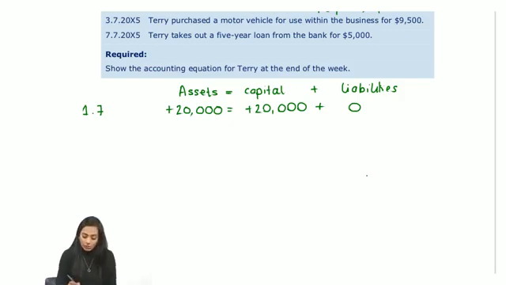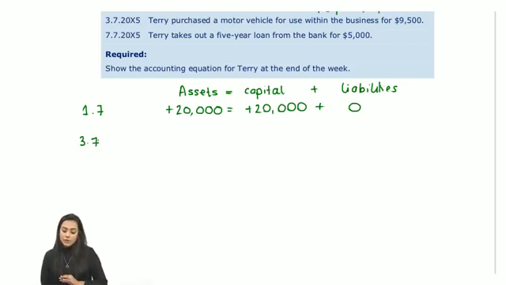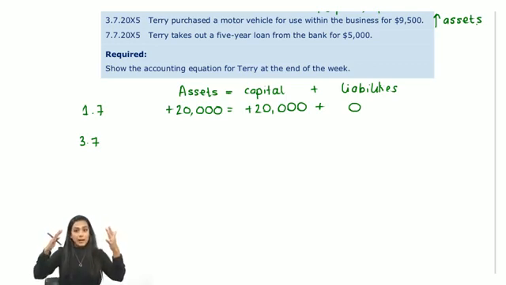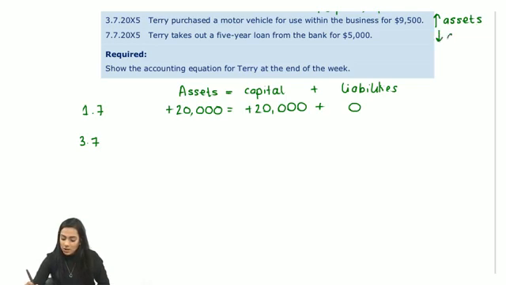Second one, on the 3rd of July, Terry purchased a motor vehicle for use within the business for $9,500. So you now own that motor vehicle, and something that you own is an asset. So Terry's assets will go up. But they bought that motor vehicle with $9,500. Where would that $9,500 come from? It would come from the money in the business's bank account. So the money out of the bank will go down. So Terry's asset will go back down again.